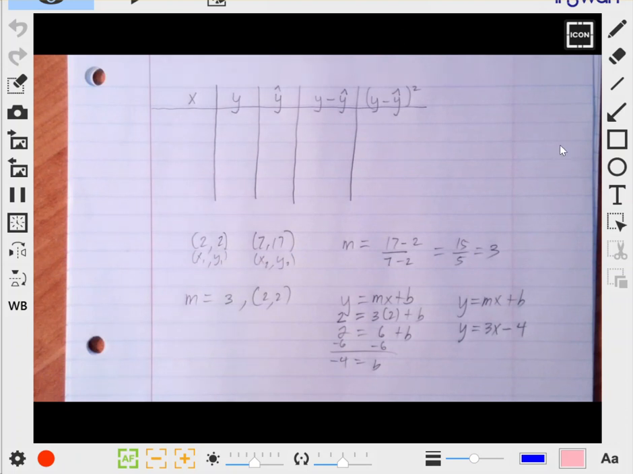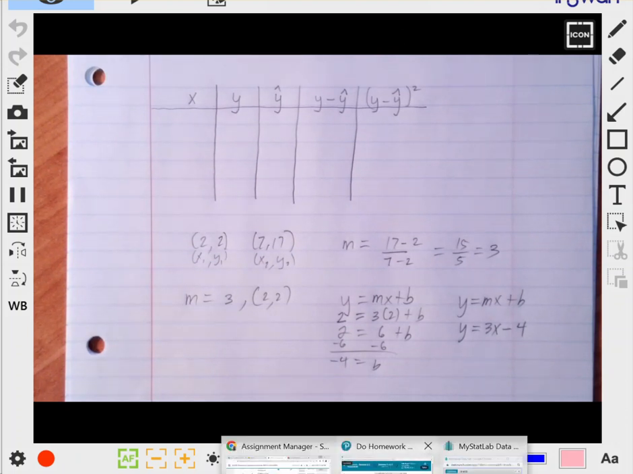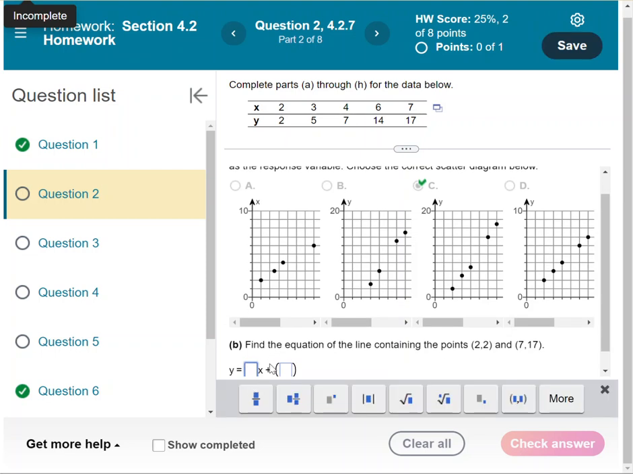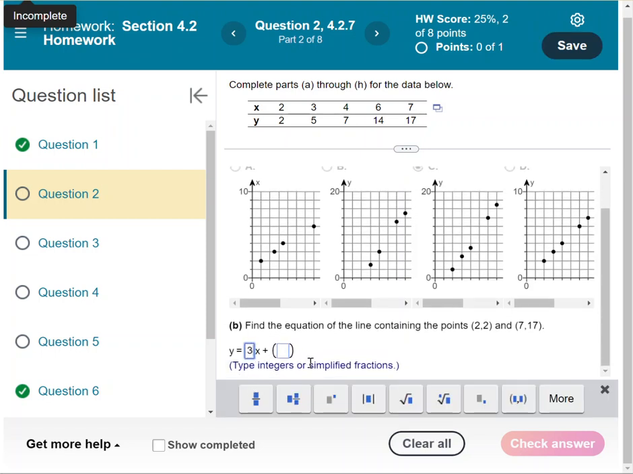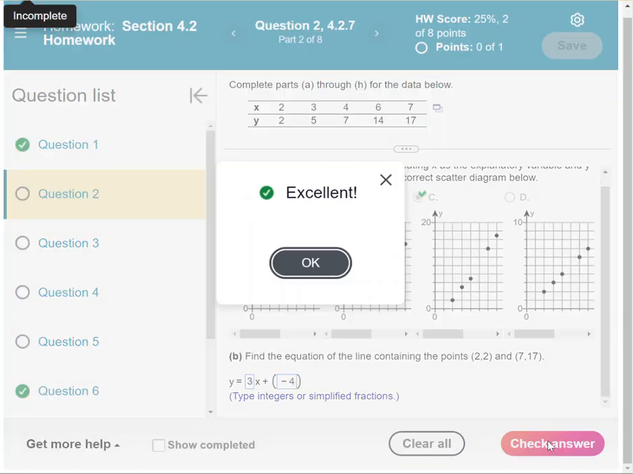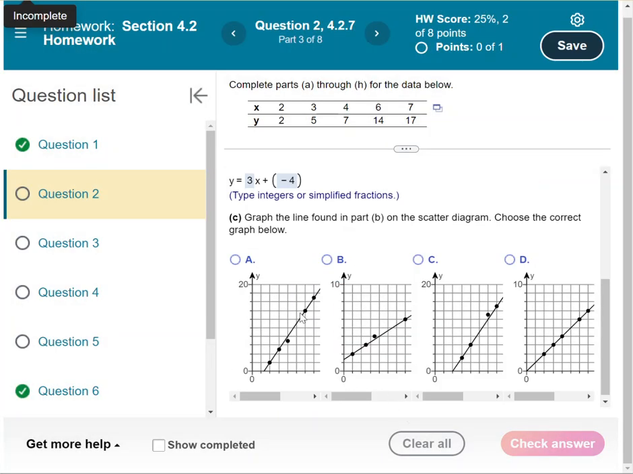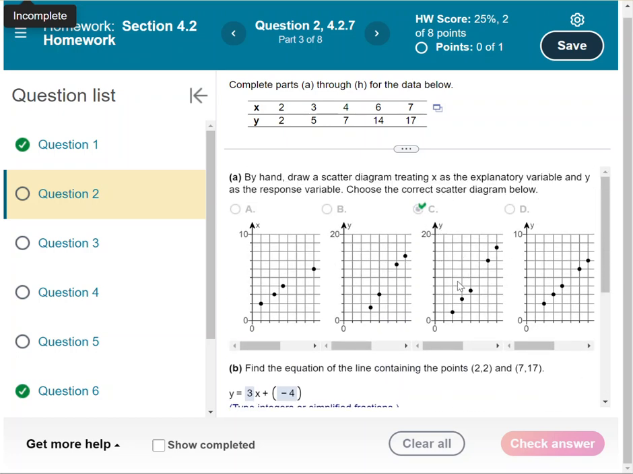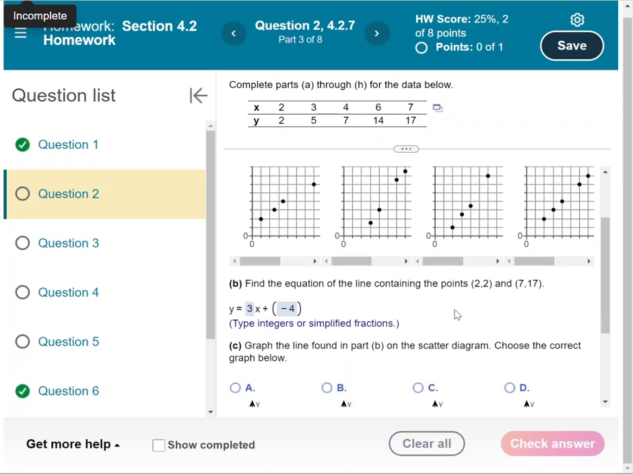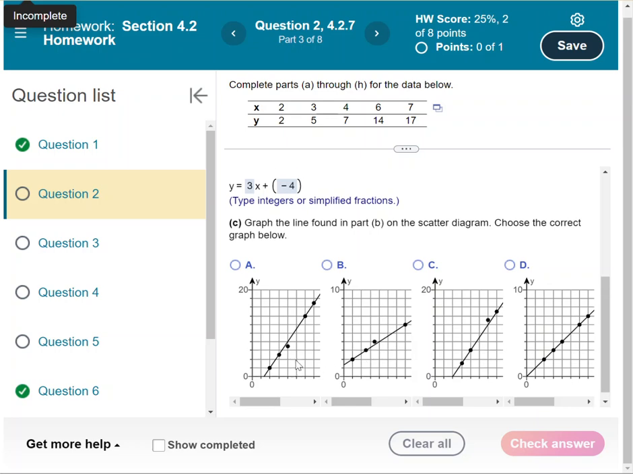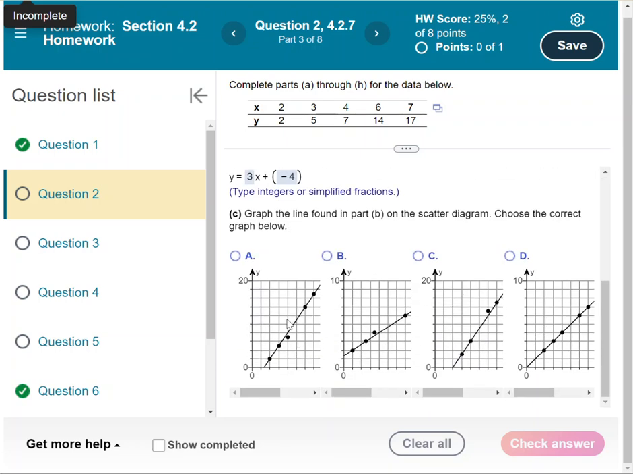So let's go back to the problem. So it's 3x minus 4. So notice it's plus a negative. That's how we would put in minus 4. All right, so that's part B. Graph the line found in part B on the scatter diagram. All right, so which one was the one we did? We did this one here. So it's going to have 3 dots at the bottom. Looks like, and it's got that scale of 20. It's going to be this one here.